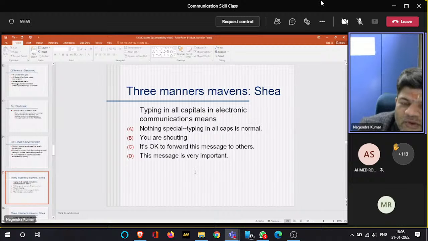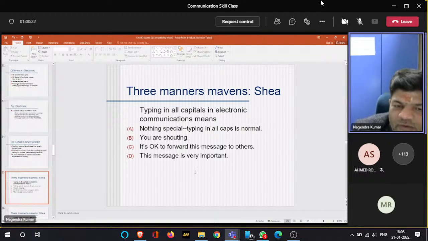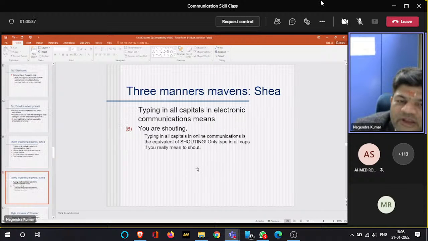So it's not that, in the email world, anything goes unnoticed. It's like the political world. If Rahul Gandhi smiles at Modi, people will certainly find some meaning. It cannot be an innocent smile without any purpose. So in your electronic communication also, if you are typing in all capitals, that will have some meaning. Typing in all capitals means you are shouting. It is equivalent to shouting. So only type in all caps if you really mean to shout. Otherwise, don't do it.